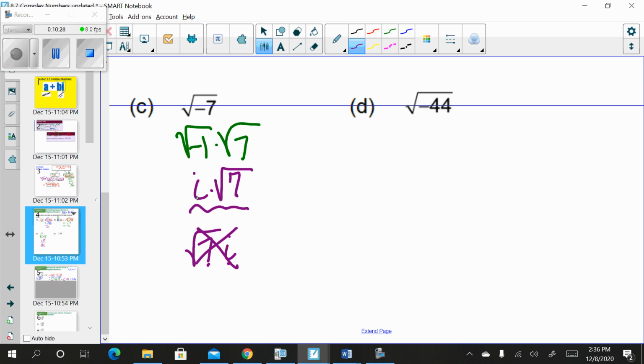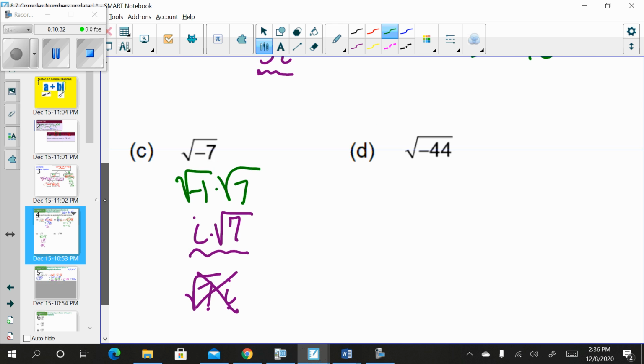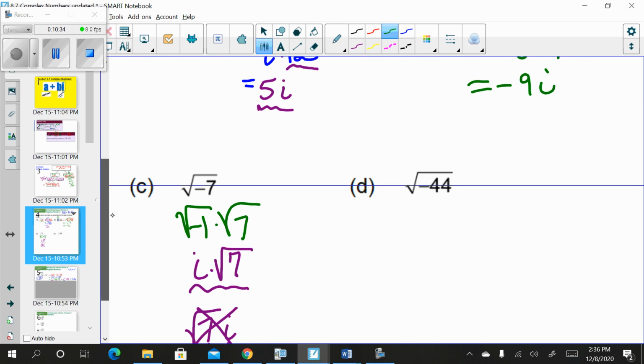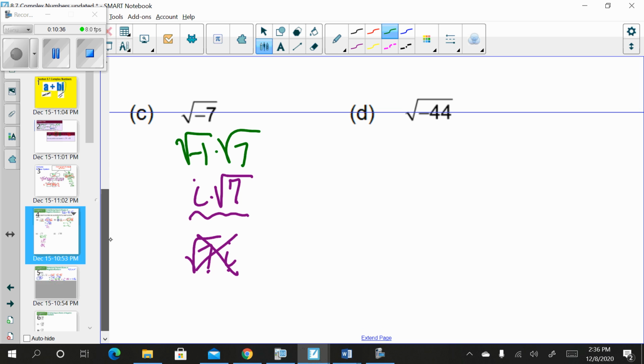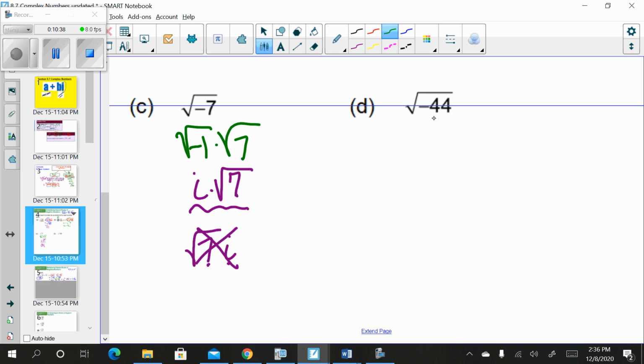So I know that's a little bit different, but just to be super cautious, it's really easy for people to read it when it's just a whole number like -9, but with a radical, it's a little trickier sometimes. All right, let's talk about -44. Is it a perfect square?